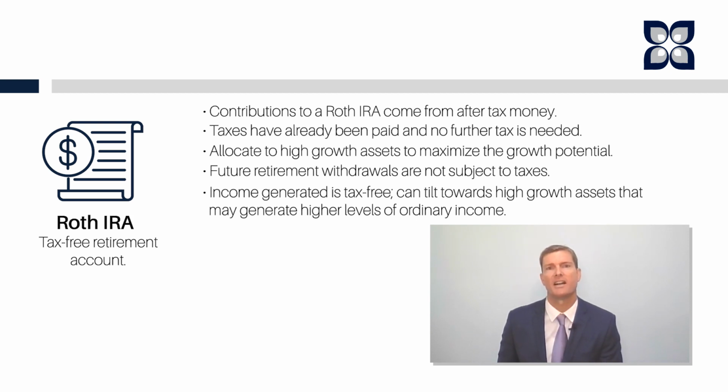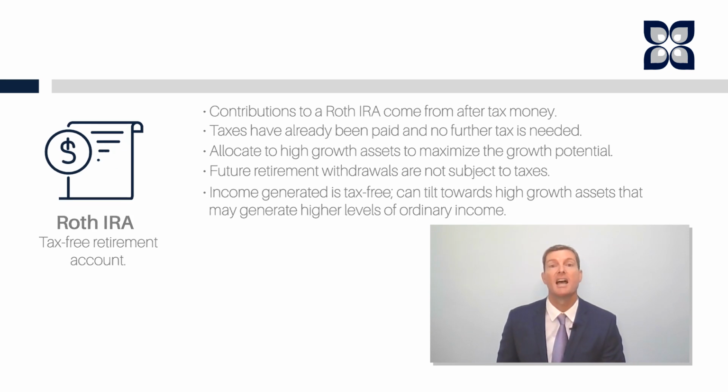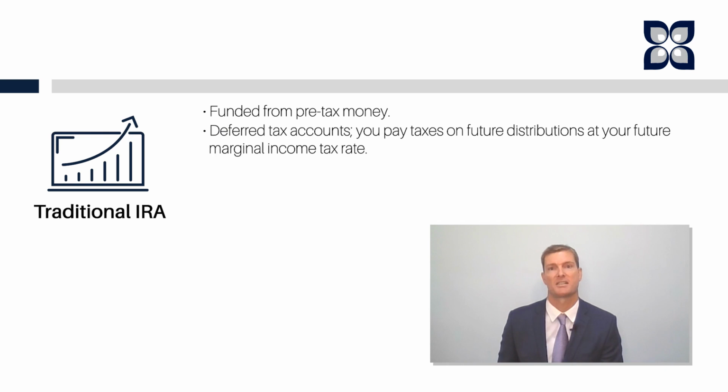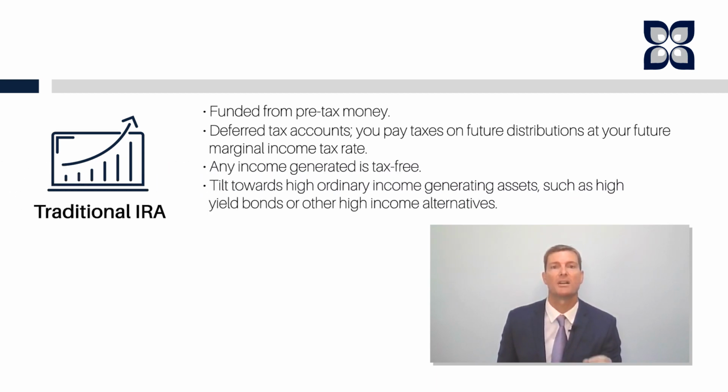Whereas a Roth IRA is funded from after-tax money, a traditional IRA is funded from pre-tax money. Traditional IRAs are deferred tax accounts. You pay taxes on future distributions from the IRA at your future marginal income tax rate. However, any income generated within the account along the way is tax-free. For this reason, we typically tilt IRAs towards high ordinary income generating assets, such as high-yield bonds or other high-income alternatives.